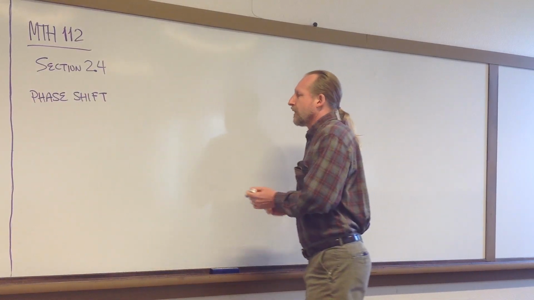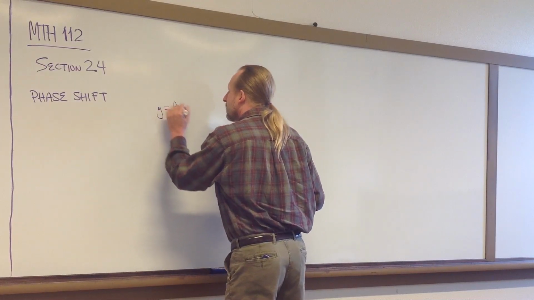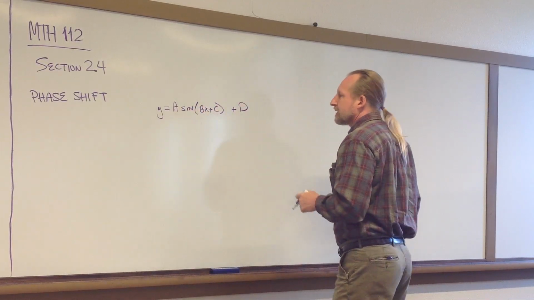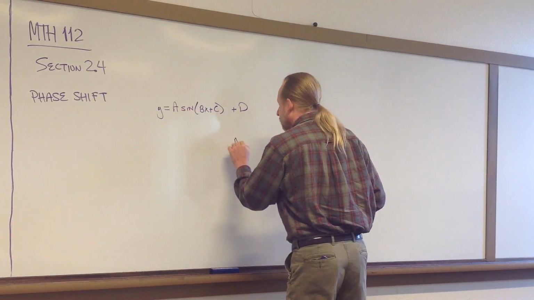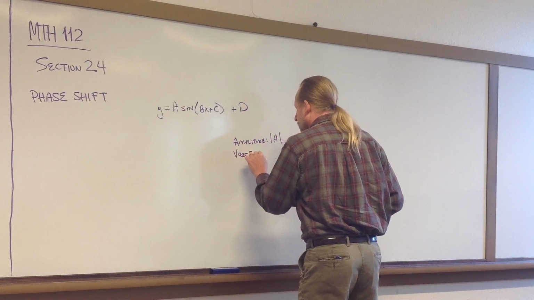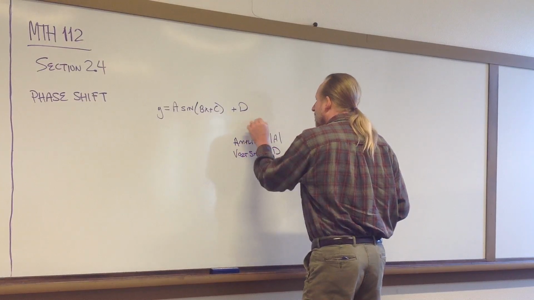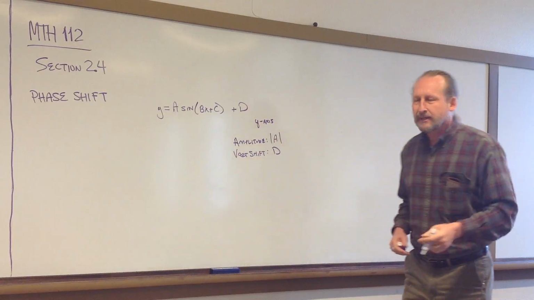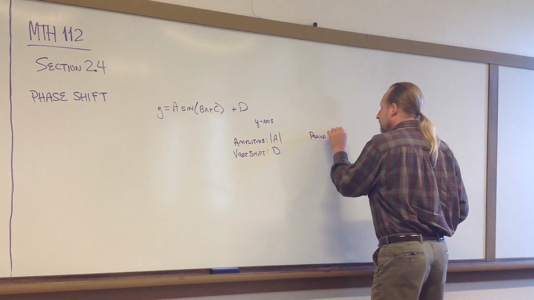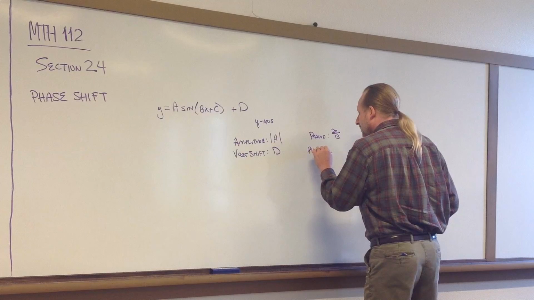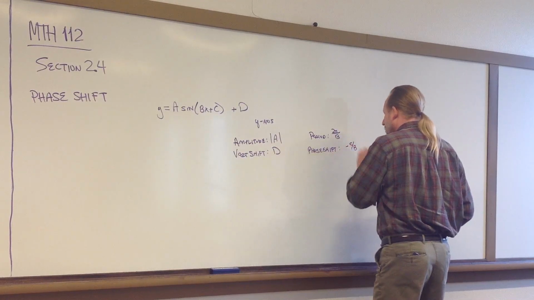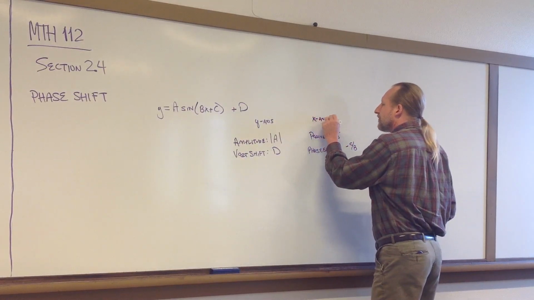Okay, just real quickly, if we've got y equals a sine bx plus c, plus d, the amplitude and the vertical shift, d, those affect the y-axis, right? And then the period, which is 2 pi over b, and the phase shift, which will put the new starting point at the point negative c over b, those affect the x-axis.